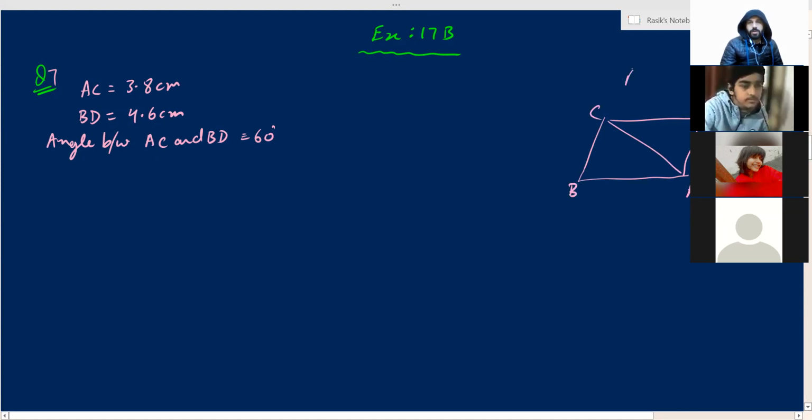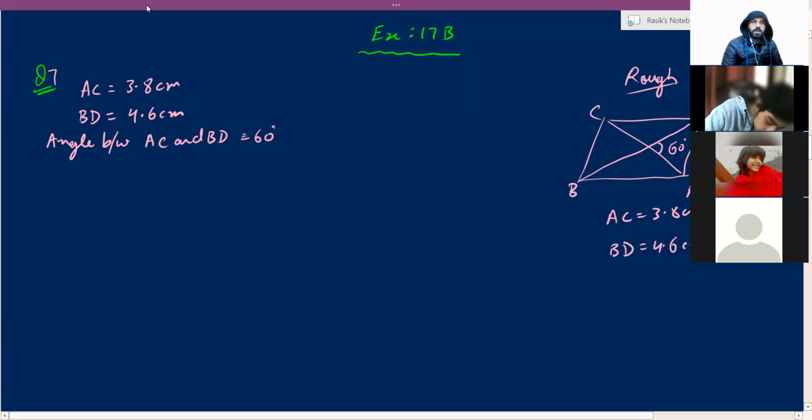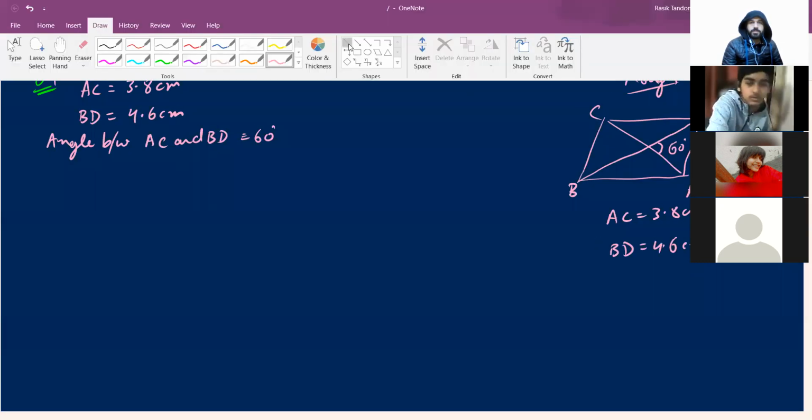This is only a rough figure, just to get an idea what we have to do. So the angle between the diagonals AC and BD should be 60 degrees. And the lengths of AC and BD are given. AC is 3.8, BD is 4.6 centimeters. Okay, all of you. Let's see how to do it.